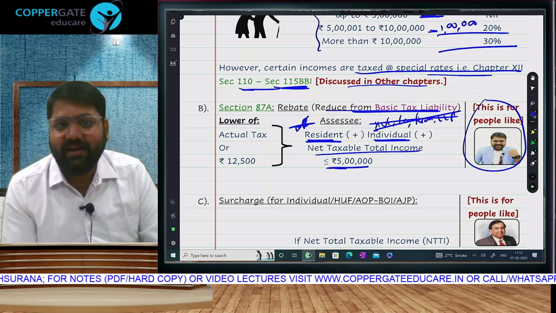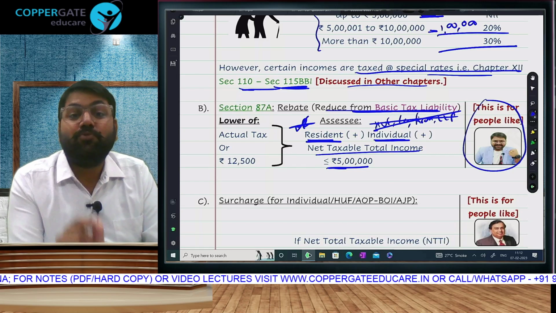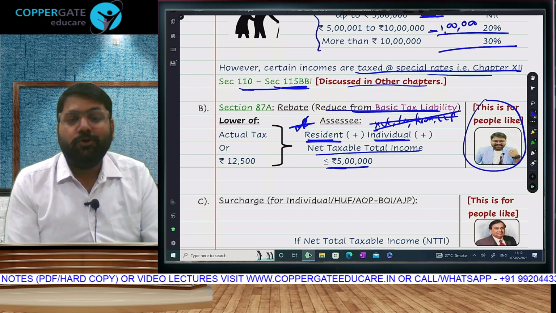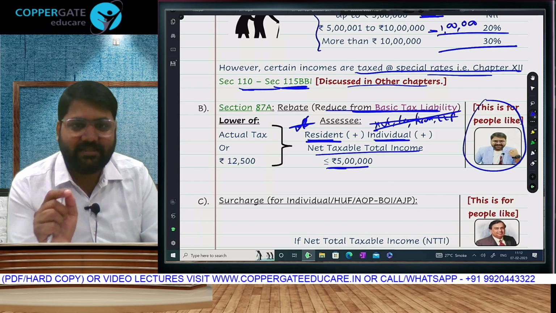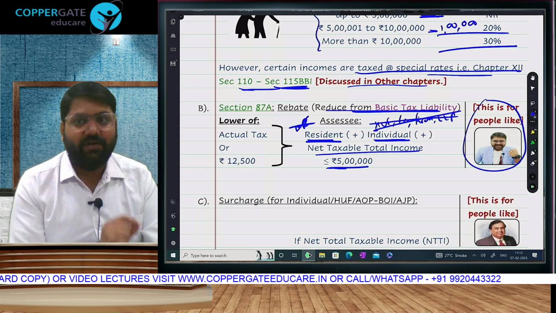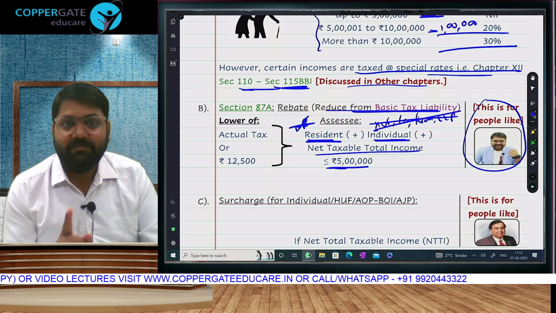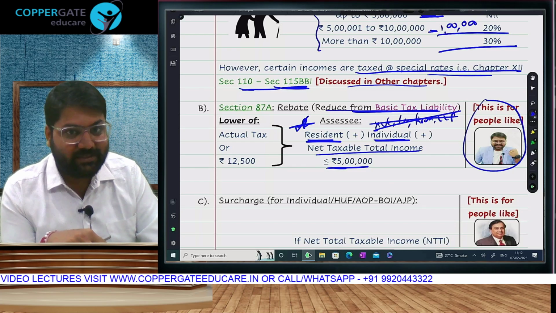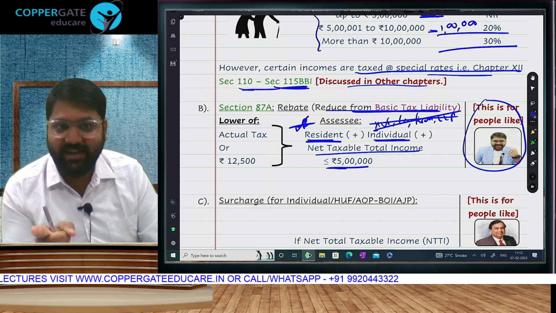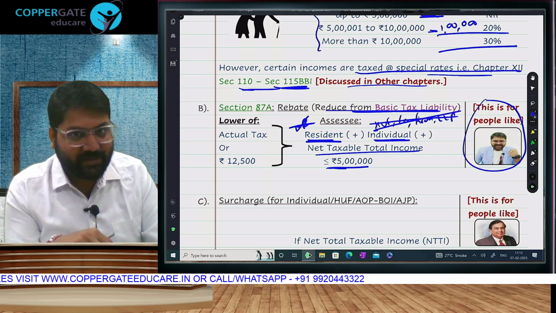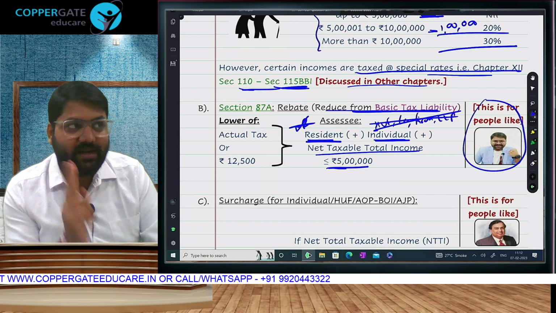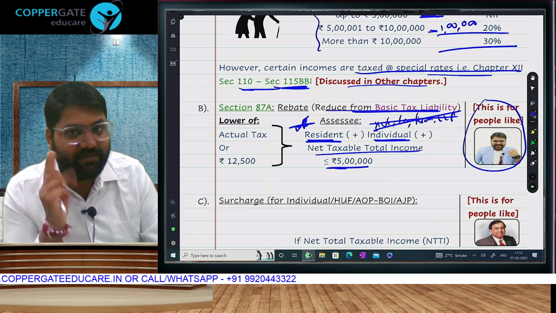So develop the correct habit. Say the income has to be up to 5 lakhs, not exceeding 5 lakhs, or best, less than or equal to 5 lakh your income. See, rebate you will get from tax, but check the income. Subtract from tax, but condition is on the income. Resident individual income up to 5 lakh.